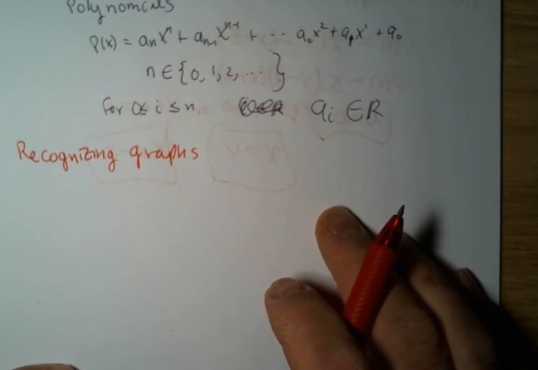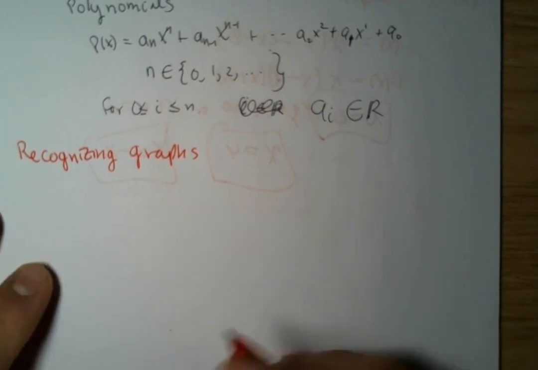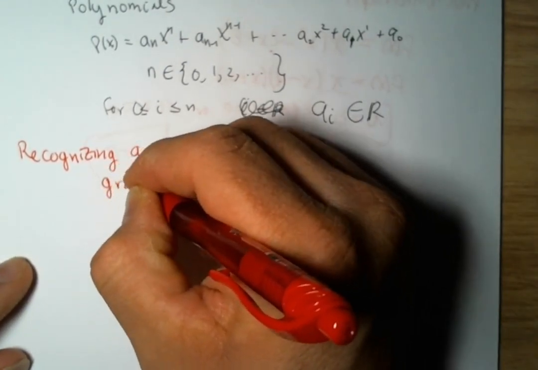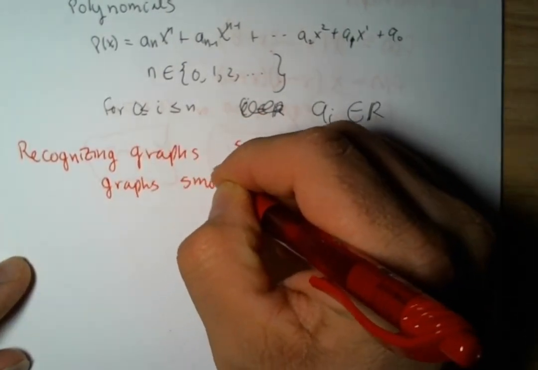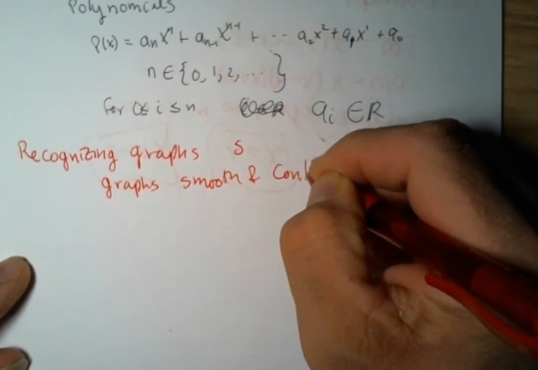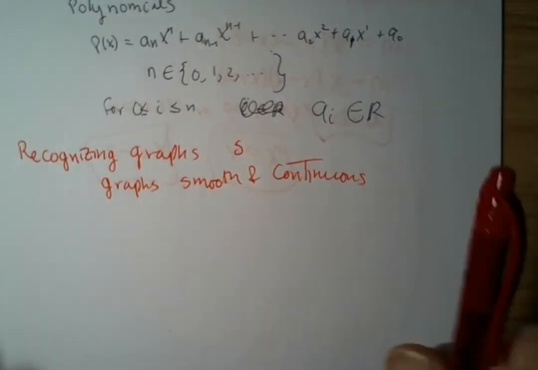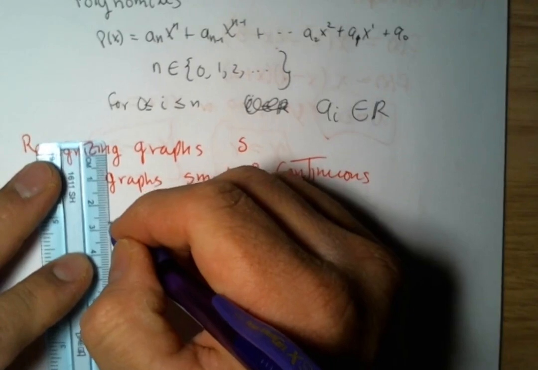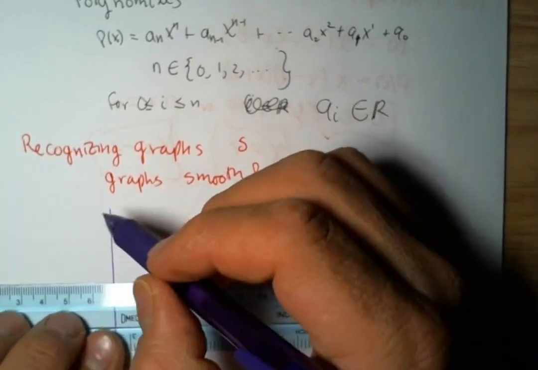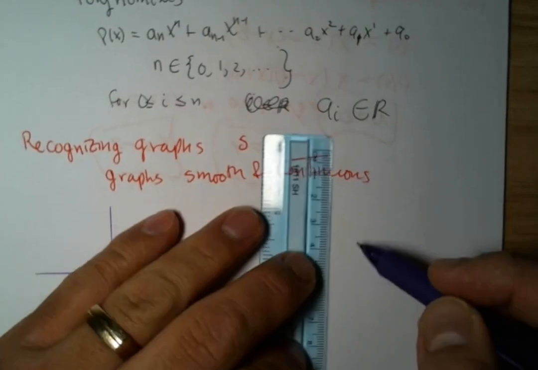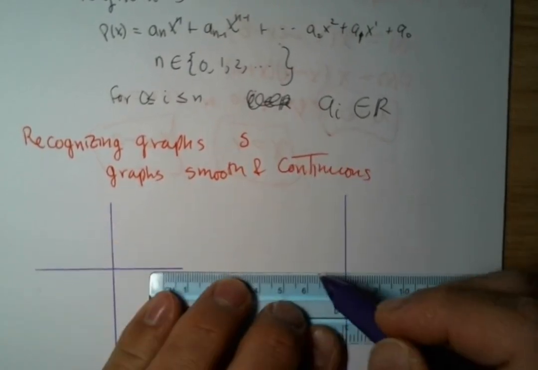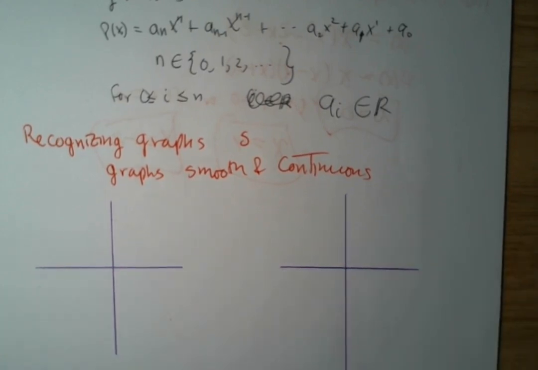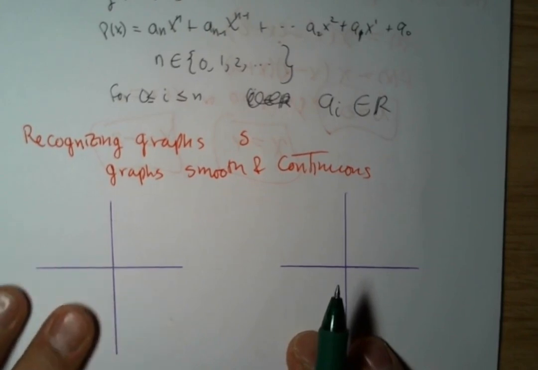Now, the nice thing about these polynomials is that their graphs are always going to be smooth and continuous. Okay, so let's look at a couple of examples of possible polynomial graphs. Now, we hinted at the shape of these in the last module.